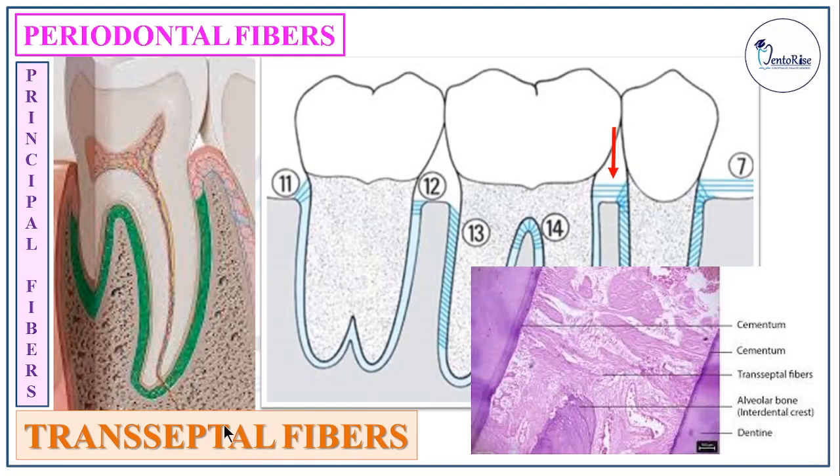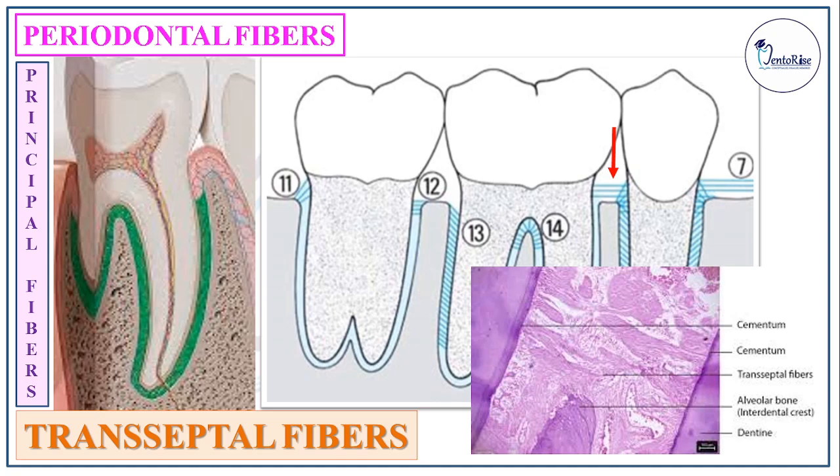The next set of fibers are the transeptal fibers. These transeptal fibers originate from the cementum of one tooth. They run interproximally over the alveolar crest and then insert themselves into the cementum of the adjacent tooth, as you can see in the figure. These transeptal fibers get reconstructed even after the destruction of alveolar bone that results from periodontal disease.